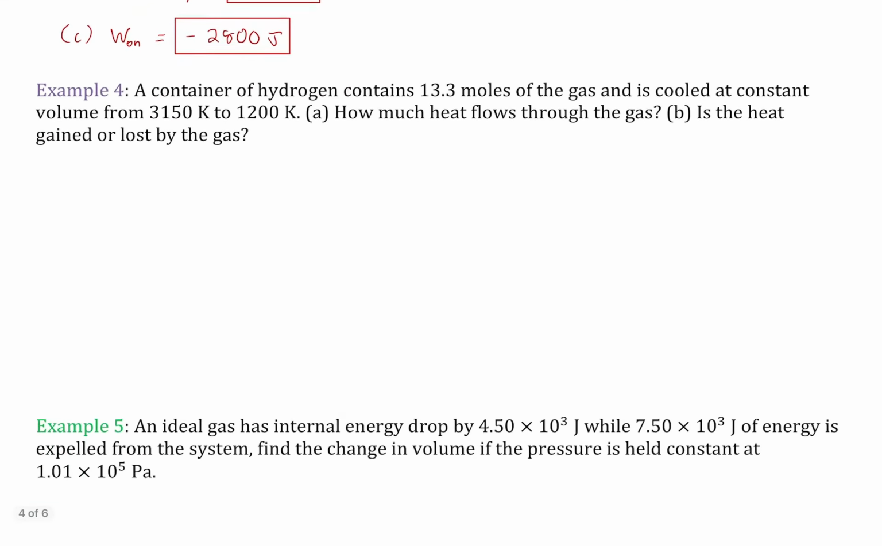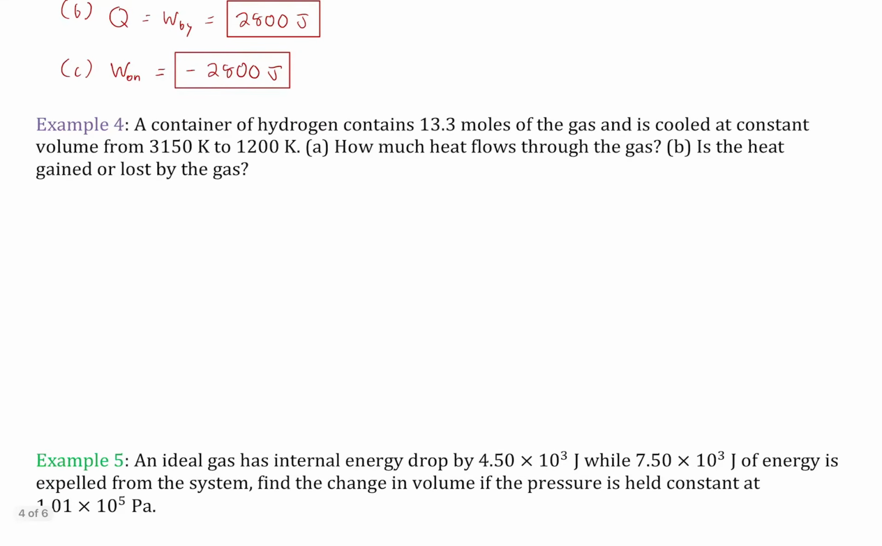Now let's move right on to a process that involves constant volume, an isovolumetric process. We have one example of those. A container of hydrogen contains 13.3 moles of a gas and is cooled at constant volume from 31.5 Kelvin to 1,200 Kelvin. How much heat flows to the gas, and is the heat gained or lost by the gas?